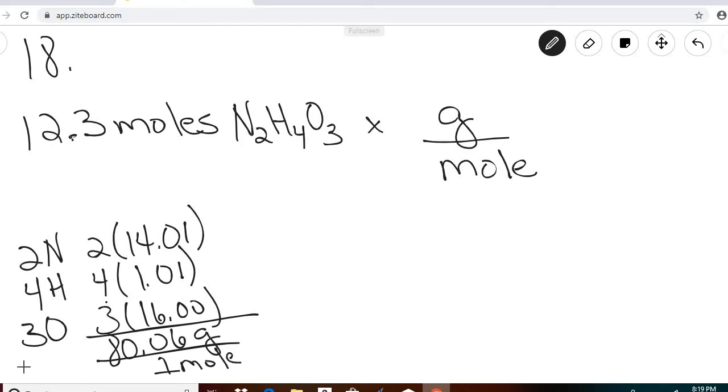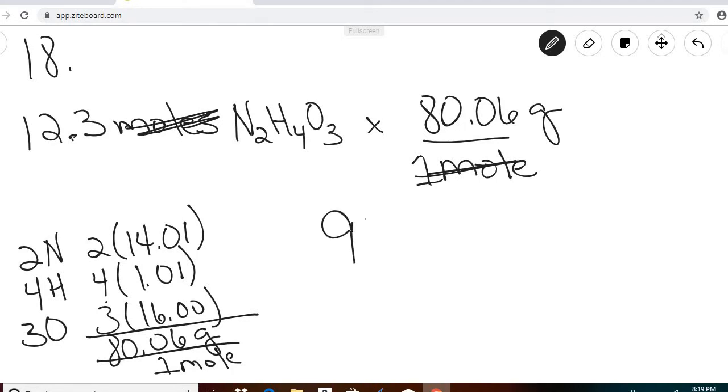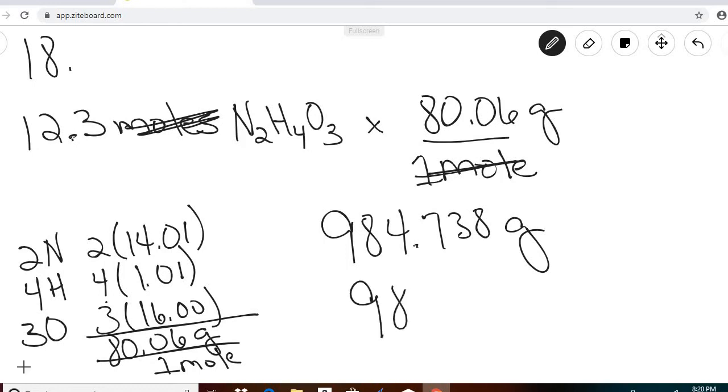Okay, so then we just plug that number in up here. So there are 80.06 grams in 1 mole. So moles are going to cancel. You'll be left with grams of N2H4O3. And if you do that math, you should get 984.738 grams. And we can have 3 significant figures, so we'll round that up to 985 grams.